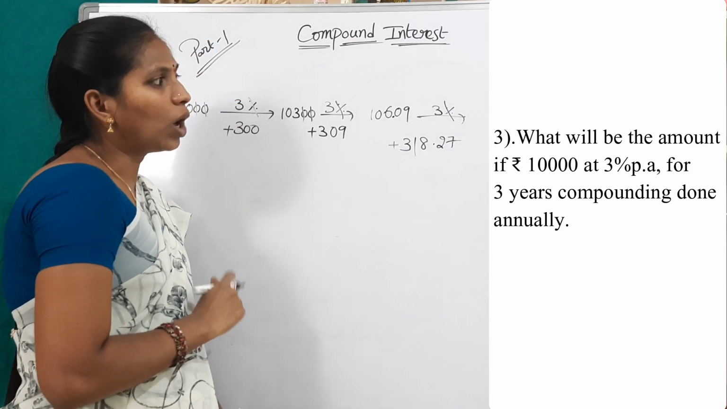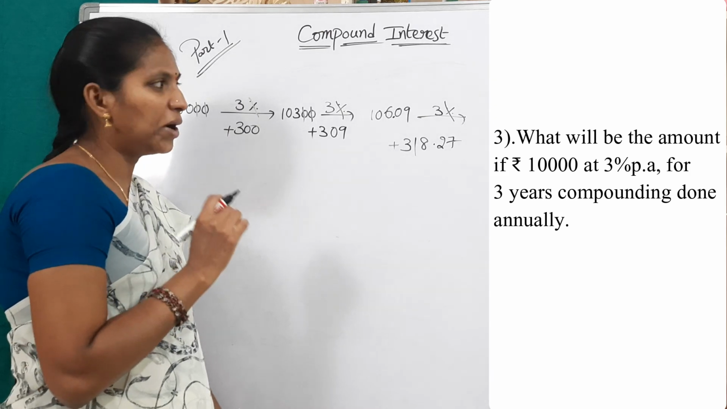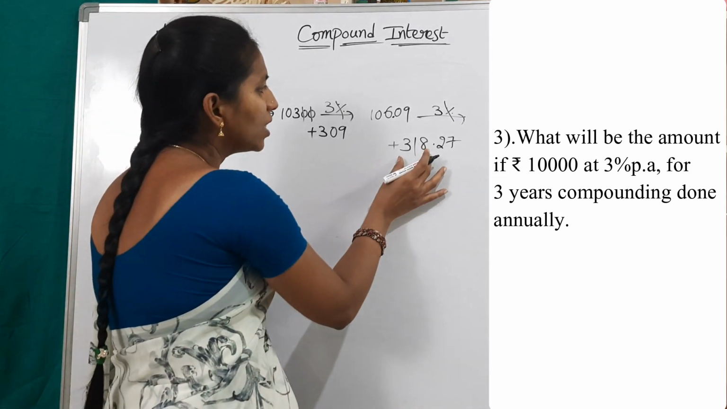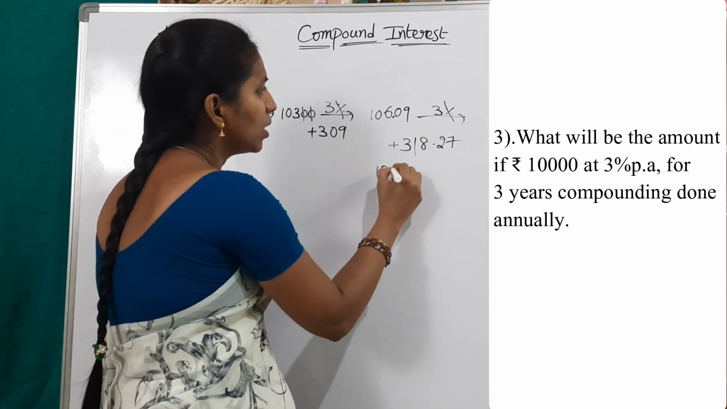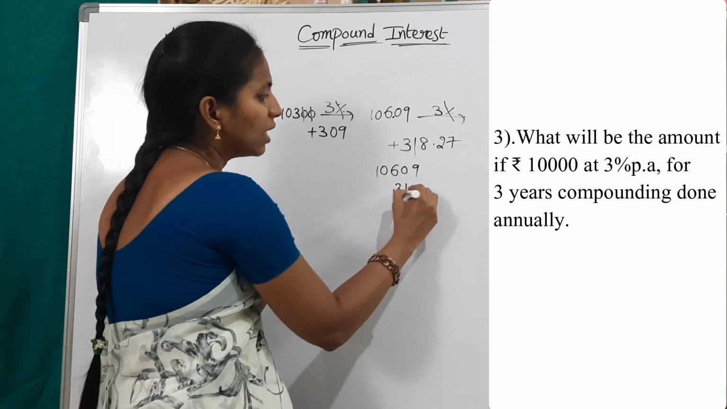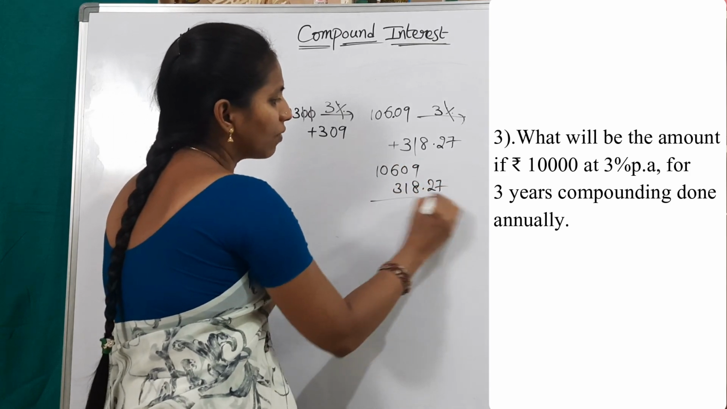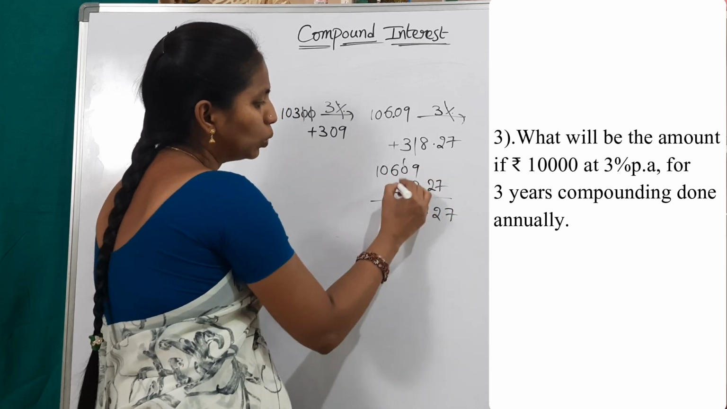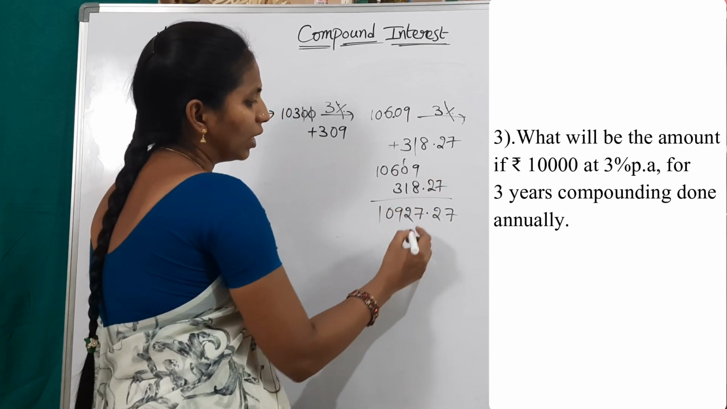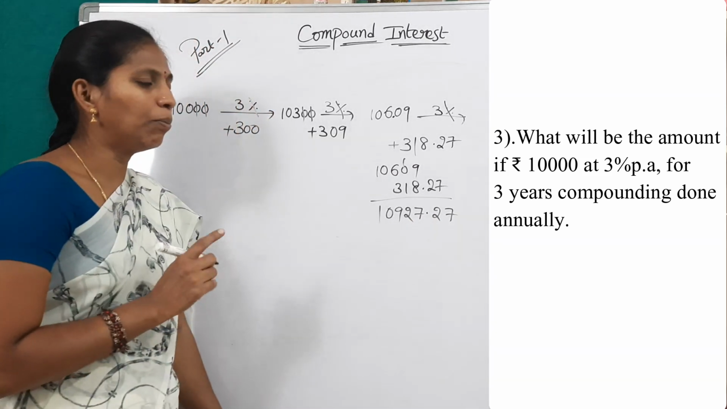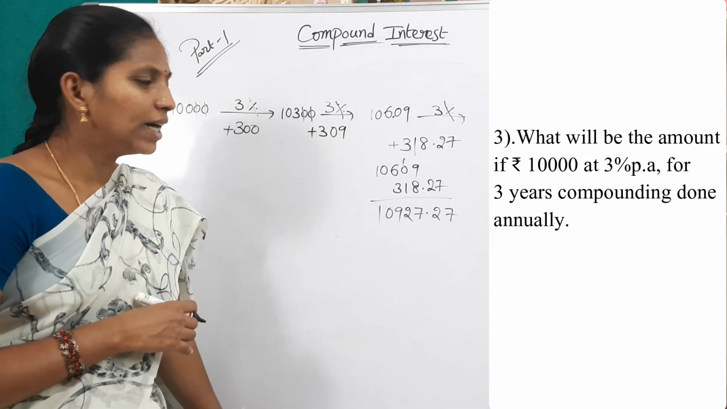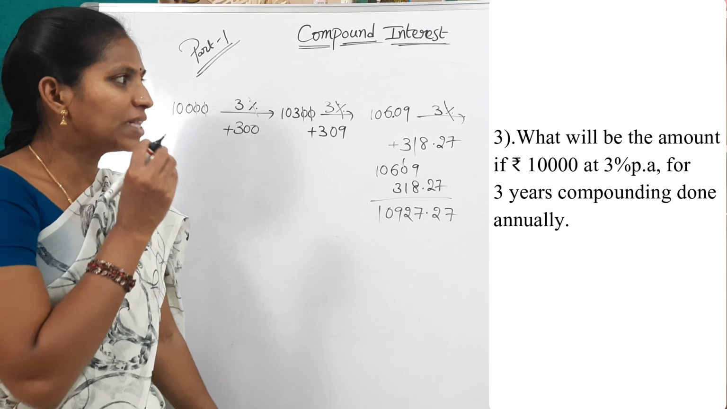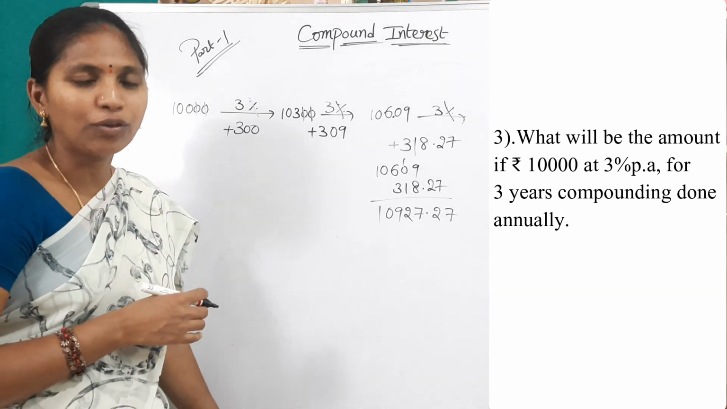In the question, what will be the amount? Not compound interest, amount. So add this value to this number. 10609 plus 318.27. 7, 2, this is a 17, 2, 9, 0, 1. 10927.27 is the result. Now I want to explain same example with formula.